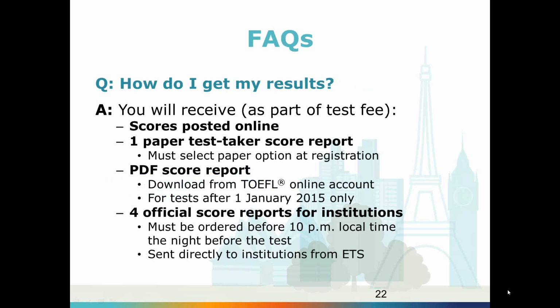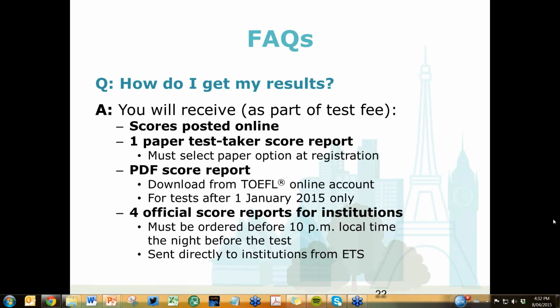We talked about this a little bit before, how the students actually get their results. The scores are posted online through the registration portal. They can get one paper test report. They can download a PDF of their score reports, and they can get 4 official score reports for institutions, which are actually sent directly to the institutions from ETS, so the institutions know that they're actually genuine reports, so they select the institutions that they would like their reports sent to.